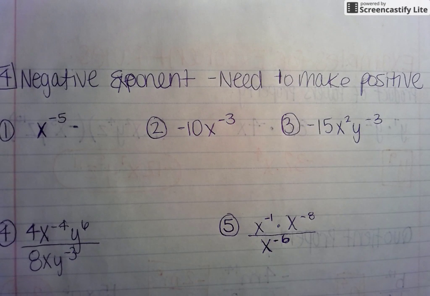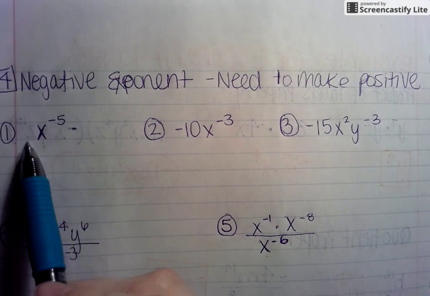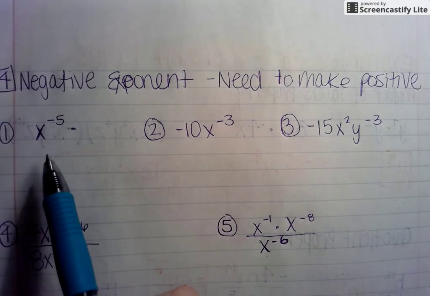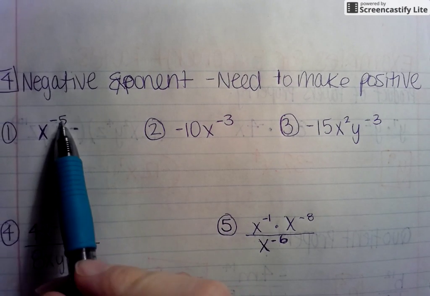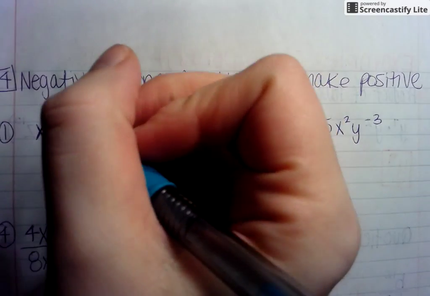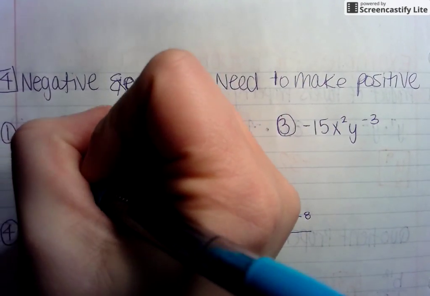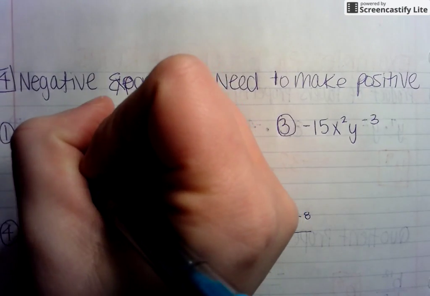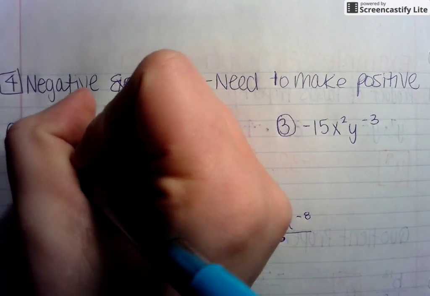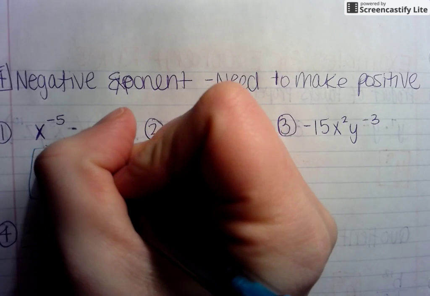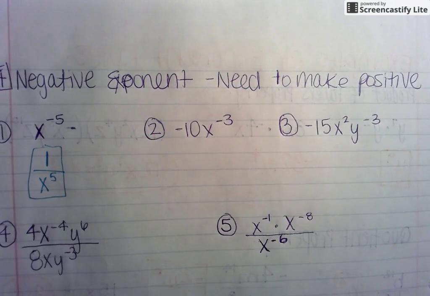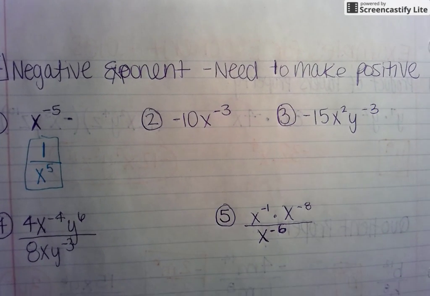So how you make it positive is, if it's in the numerator like this one, because it's really saying it's over 1, then you have to move it to the denominator. And if it's in the denominator, you have to move it to the numerator. So this one would end up being 1 over x to the fifth. The reason for that is this original problem was really over 1, so what I did is I moved this down to the denominator and it made it a positive. So now it's 1 over x to the fifth.